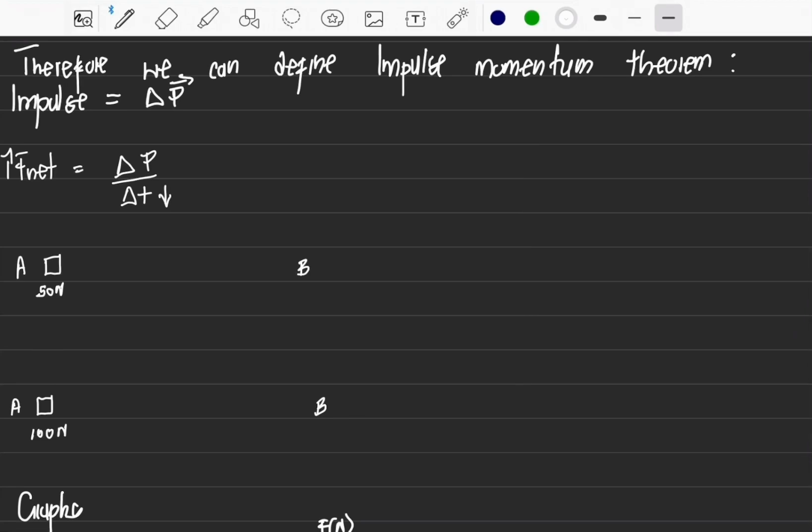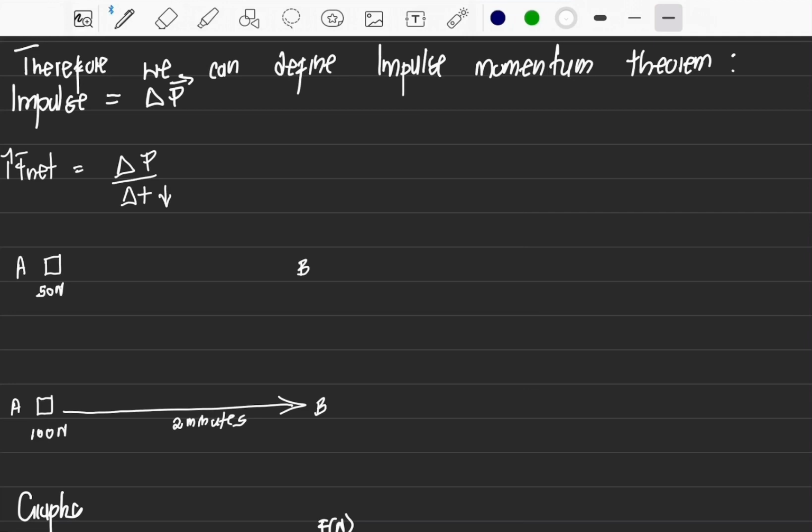And that is our F net, right? So a 100 Newton force is applied to the box at A, and the aim is to push it towards point B. So this box will move from here to here, from point A to point B. Maybe it will take 2 minutes. It's just an example, it's not the exact thing.